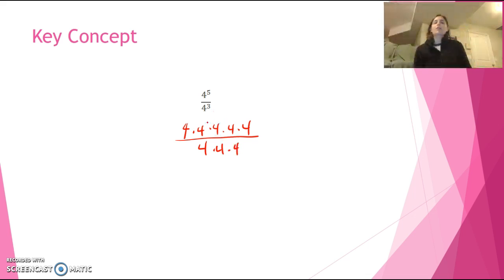Alright. So, when we divide, we can take anything that is the same on top and bottom. So, I can just divide out our 3 4s from the top with our 3 4s from the bottom, and we're left with 4 times 4, which is 4 squared. So, that would be the same as taking 4 to the 5 minus 3. That also gives us 4 squared. And so, that's why our division property works.